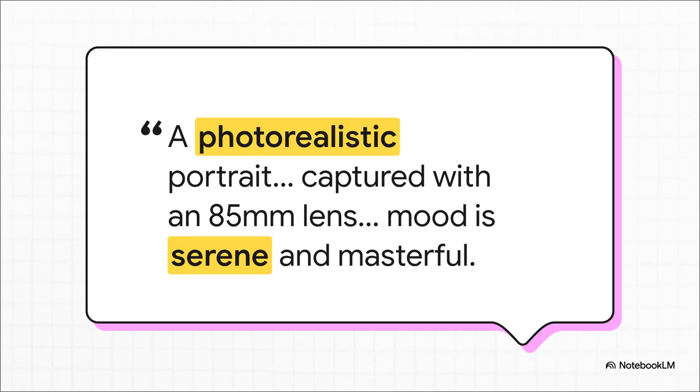And if you want to take it to the next level, you have to start thinking like a photographer. For those really photorealistic results, you can specify the subject, the lighting, like soft golden hour light, and even the exact type of camera lens. It's this level of detail that turns a simple AI image into what looks like a masterpiece.